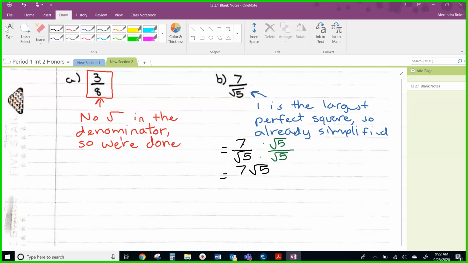And let's look at what happens to the denominator. Well, square root 5 times square root 5 is the same as square root 5 squared. That's what squared means. You're multiplying something twice. And now we have a square root and a squared that cancel each other out. So I'm left with 7 square root 5 in my numerator, and in my denominator, I'm just left with 5.